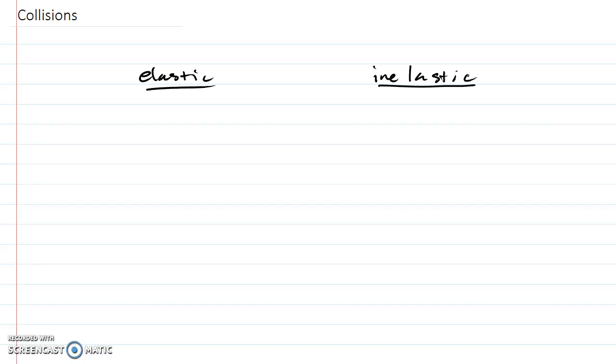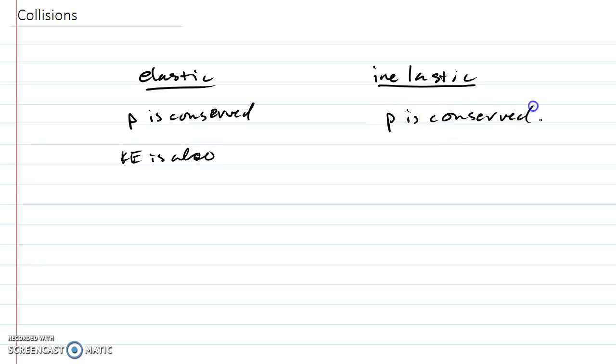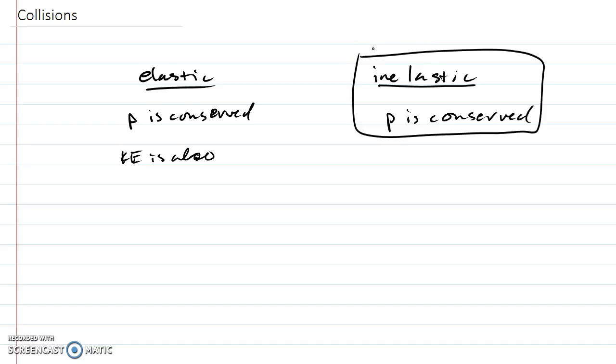So in elastic collisions, momentum is conserved, but kinetic energy is also conserved. For inelastic, momentum is conserved, but kinetic energy is not. And so we're going to focus first on inelastic, and then we'll move into elastic collisions. So here's an inelastic collision example.